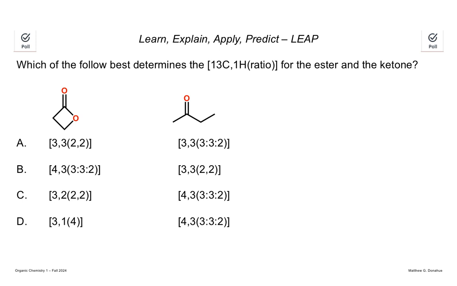So there's the two claims. And so again, the first number is the unique number of carbons. The second number is the unique sets of hydrogen. And then in the parentheses is the ratio.